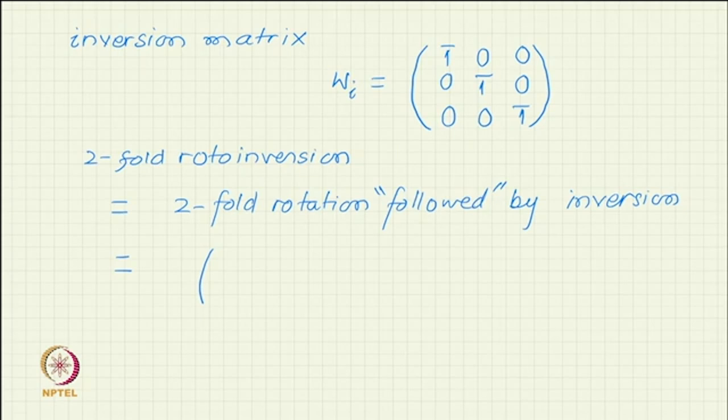So inversion follows rotation, so inversion matrix and the two-fold matrix. So W2 bar will be WI into W2. You remember we always write the first matrix on the right and the second matrix on the left, and if there was a third matrix then still on the left, because what is the purpose of these matrices? To transform some vector. I want the image of some vector by multiplying it by matrix. So if I multiply a vector with this product, which matrix will act first on it? The W2. So the first matrix is always written on the right.